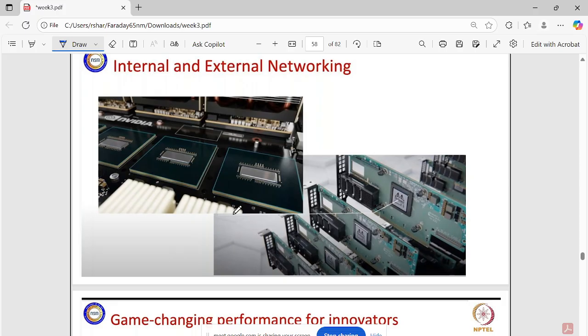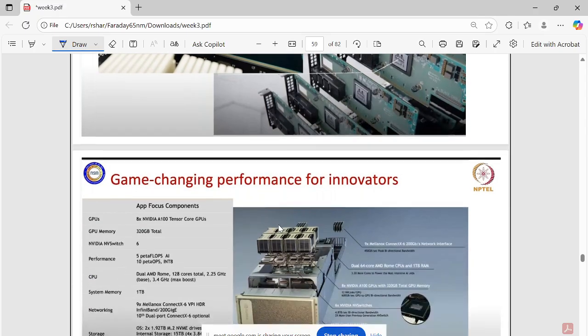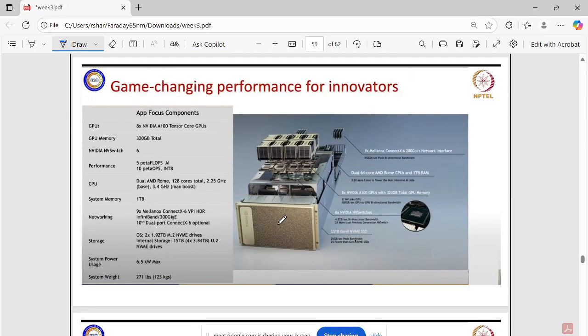So there are multiple network cards over here. They are connected on the motherboard, and it is a full GPU accelerated system. This is one of the particular building blocks of a supercomputer, with many GPUs and many network cards on it.